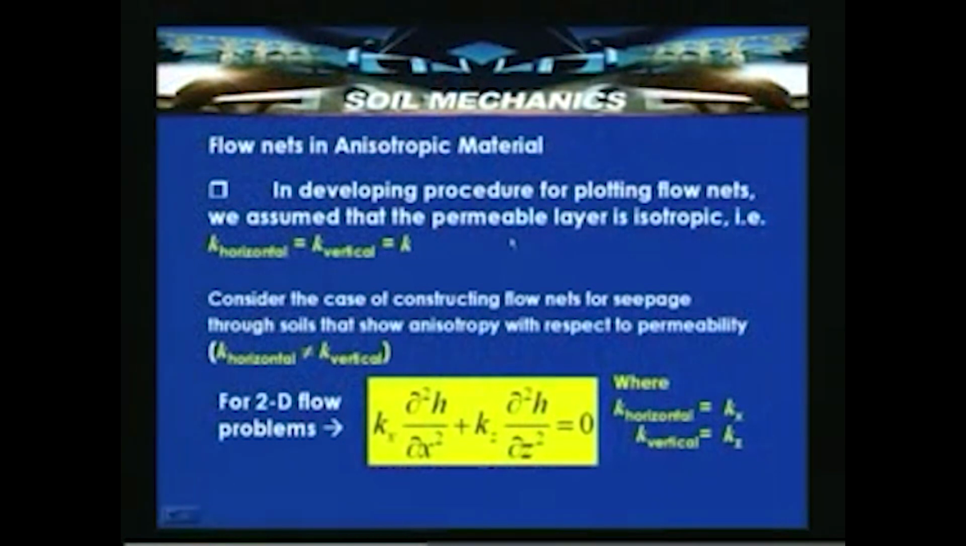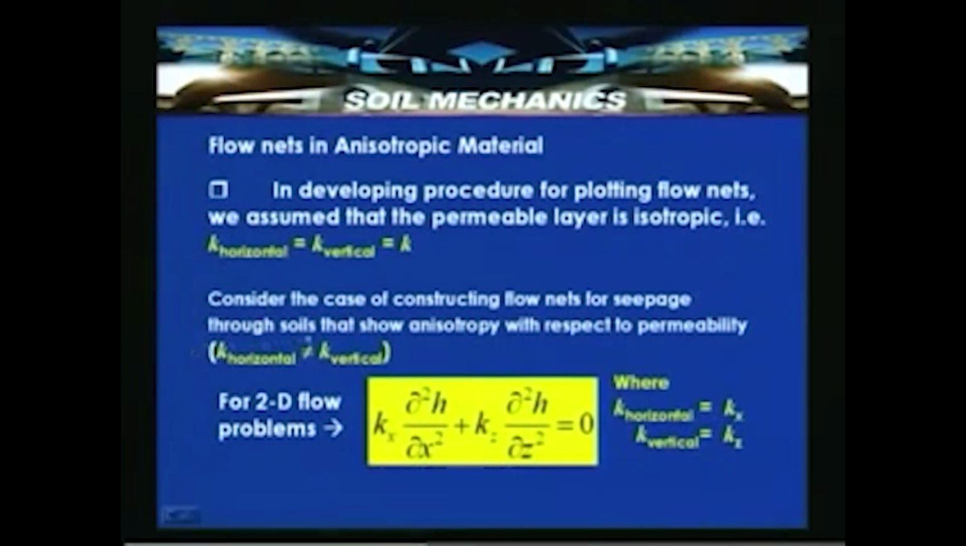So having discussed the flows in isotropic materials, let us look into the flow in anisotropic material, that is, the flow nets in anisotropic material. How to deal with this? In developing the procedure for plotting flow nets, we assumed that the permeable layer is isotropic. That means that K horizontal is equal to K vertical. Being a two-dimensional problem, K horizontal is equal to K vertical, which we assumed is equal to K. So that is isotropic as far as permeability is concerned.